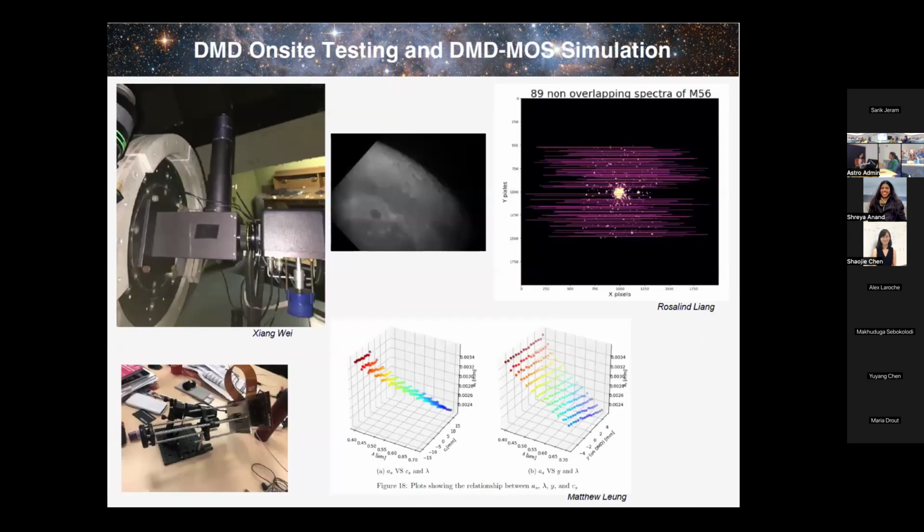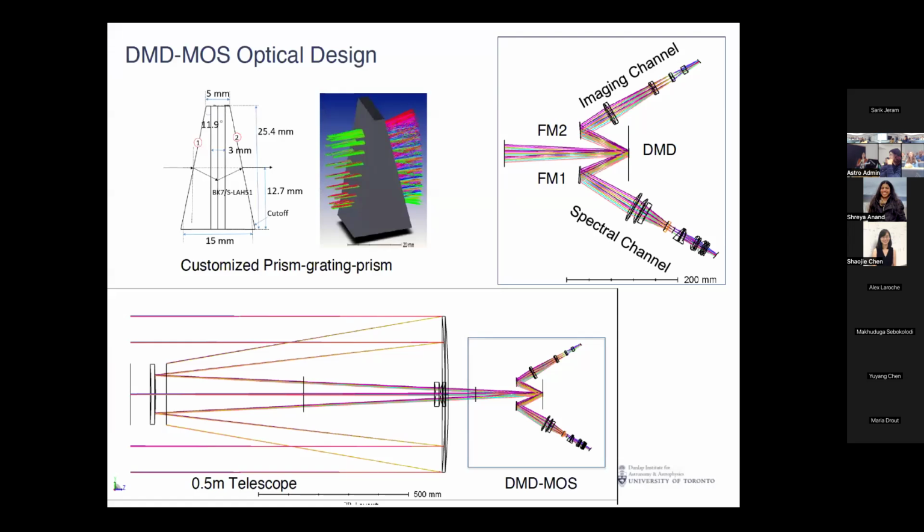We also had students do on-site testing to get images of the DMD and see how the image quality degrades after the DMD. Others worked on algorithms for data calibration and mimicking the spectra of multiple objects. We have done lots of work and gained confidence that it should be possible, and then we totally customized a spectrograph based on the DMD.